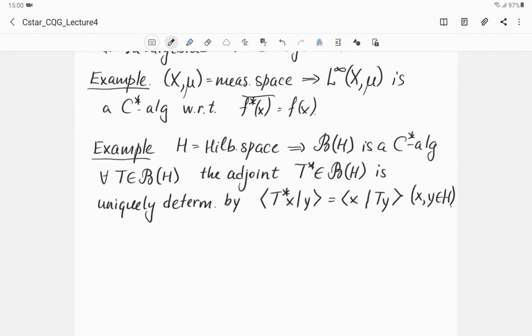This example, by the way, is important not only because it serves as the main motivation to introduce C-star algebras, but also because of the fundamental result, also due to Gelfand and Naimark, that each C-star algebra can be isometrically embedded into B of H for some Hilbert space H. And we will also prove this result fairly soon.